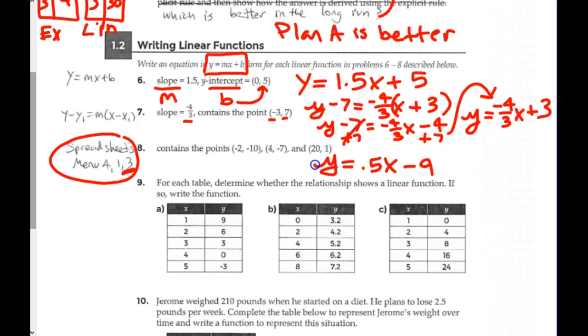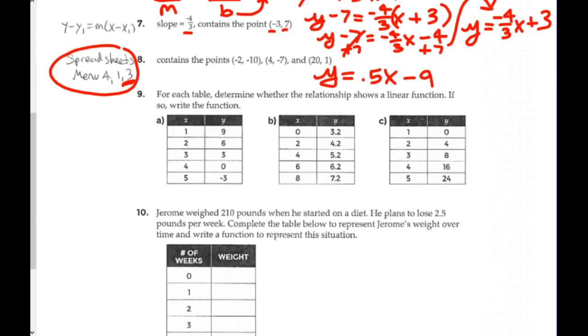Okay, number 9. For each table, determine whether it's linear, and if it is, write the function. So if it's linear, we subtract, we get the same numbers. 6 minus 9, negative 3. 3 minus 6, negative 3. 0, and then all the way down, negative 3, negative 3. So that's linear.